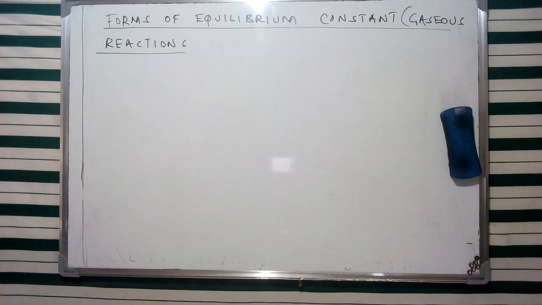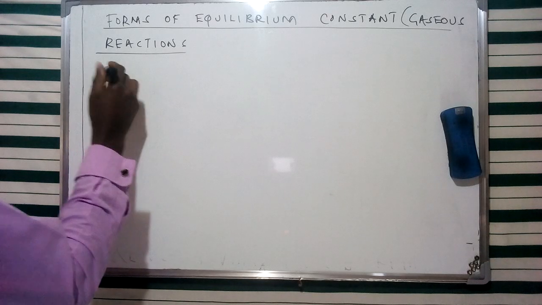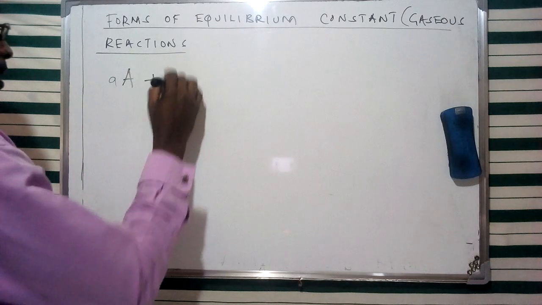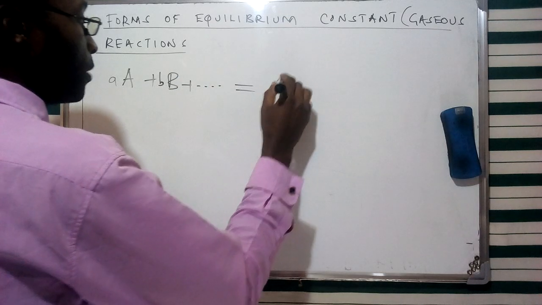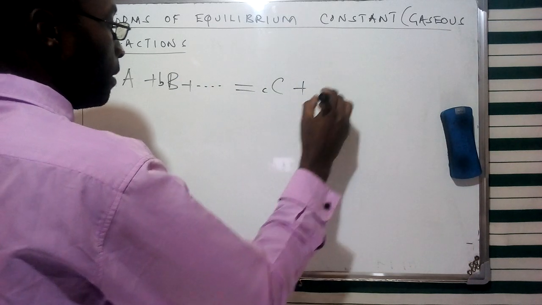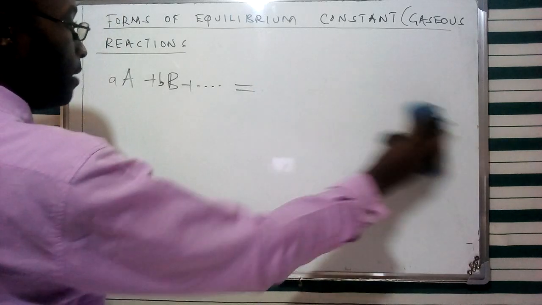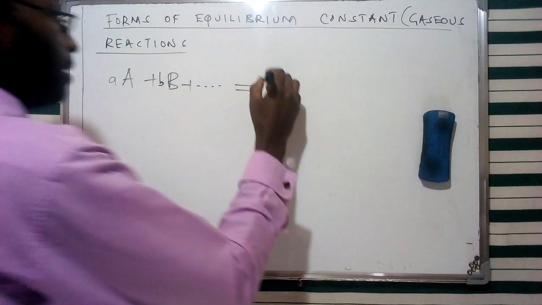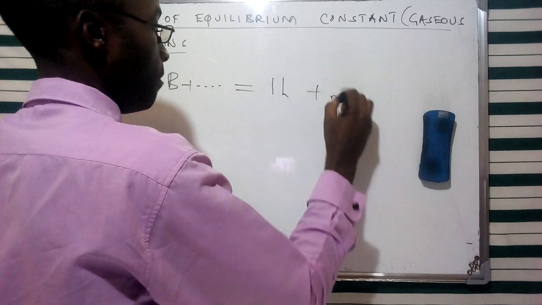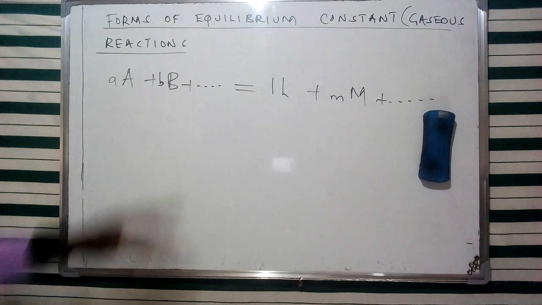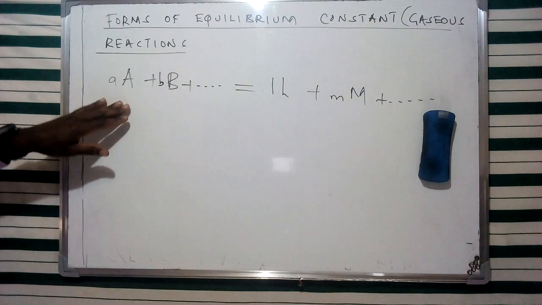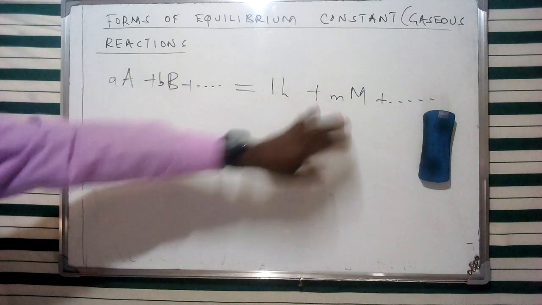Now, in our last discussion, we said that we can derive the thermodynamic equilibrium constant using a general reaction. I gave a general reaction of reactants A and B giving products C and D, and a general case with L plus M. This represents the general case of a reaction consisting of species of reactants and products.